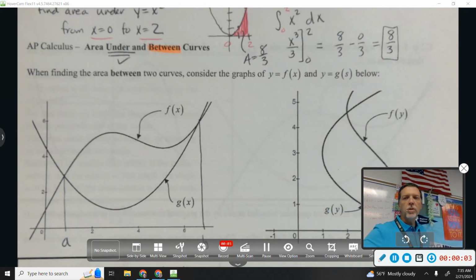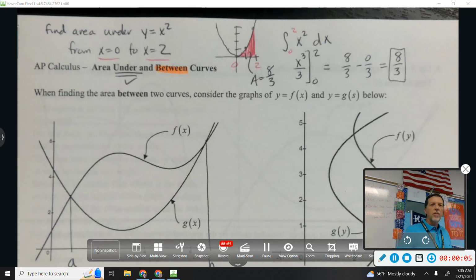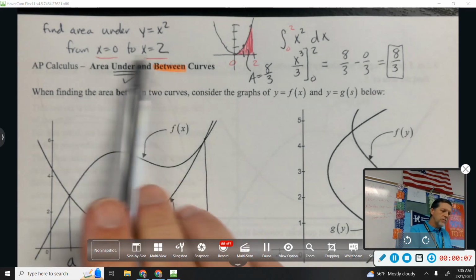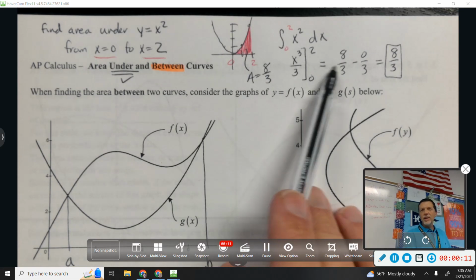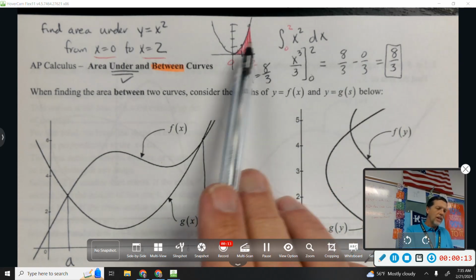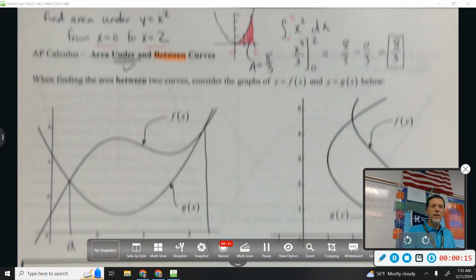So, new unit, first day, warm-up problem: find the area under x squared from 0 to 2. Super easy, you've done that. That's just to remind us that the antiderivative tells us the area.